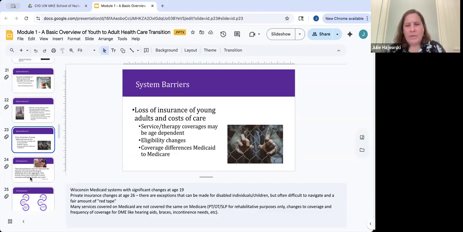And so a lot of different navigational areas related to insurance. There are mechanisms for youth with special healthcare needs and disability to remain on private insurances after age 26 with families. Again, there's a lot of what I call red tape, a lot of hoops to jump through for families to make that happen, but it is possible.